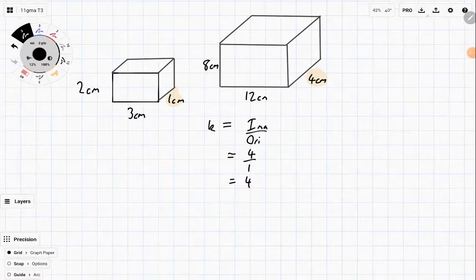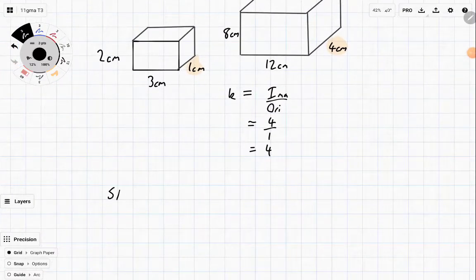So, let's work out the surface area of the smaller prism. Well, it's going to be 2 times length times width for the front and back. And then it's going to be 2 more for the right and left. Plus it's going to be 2 more for top and bottom.